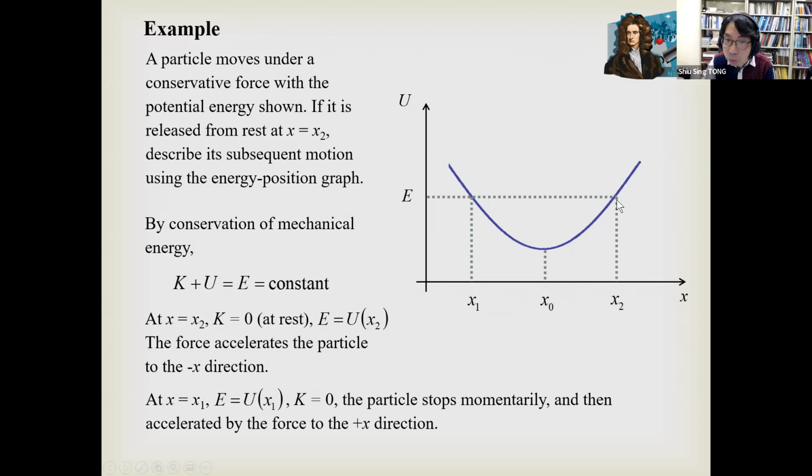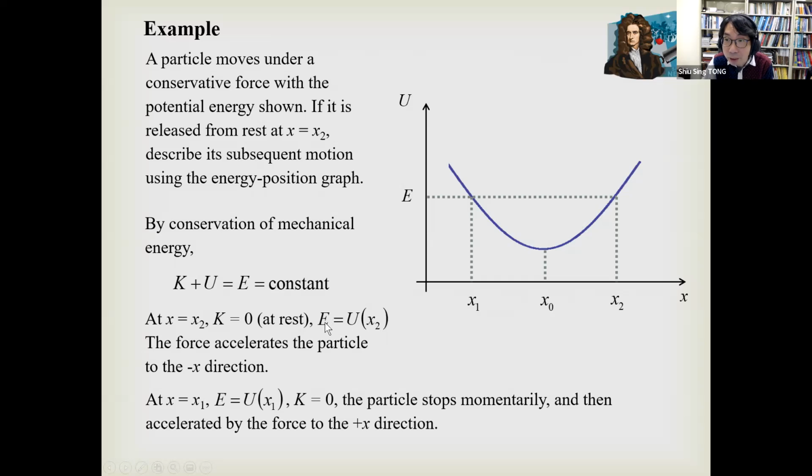Now at position x2, the object starts from rest. So you don't have any kinetic energy, right? Because the object is released from rest, the V at that moment is 0, so K is 0 at that moment also. But you have the potential energy. The potential energy is equal to Ux2, right? So that means the total energy is equal to Ux2. That is the initial total energy.